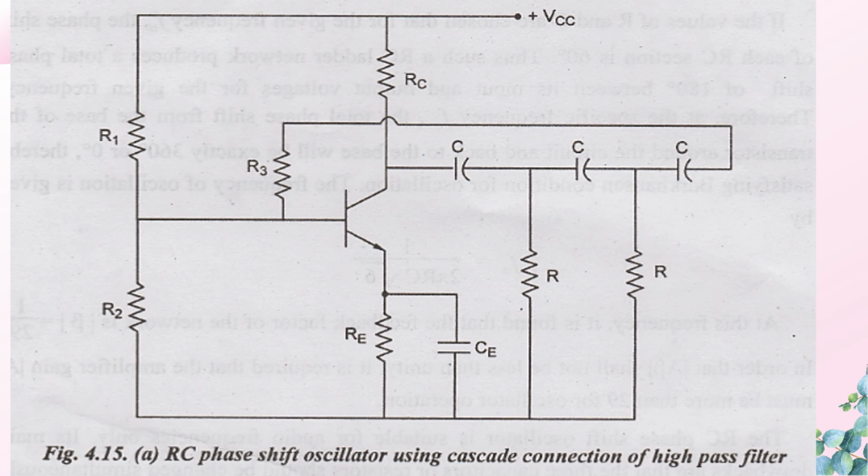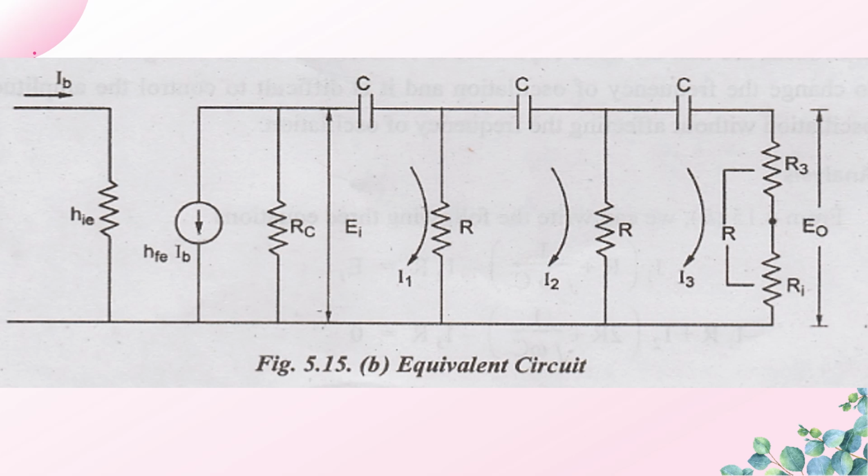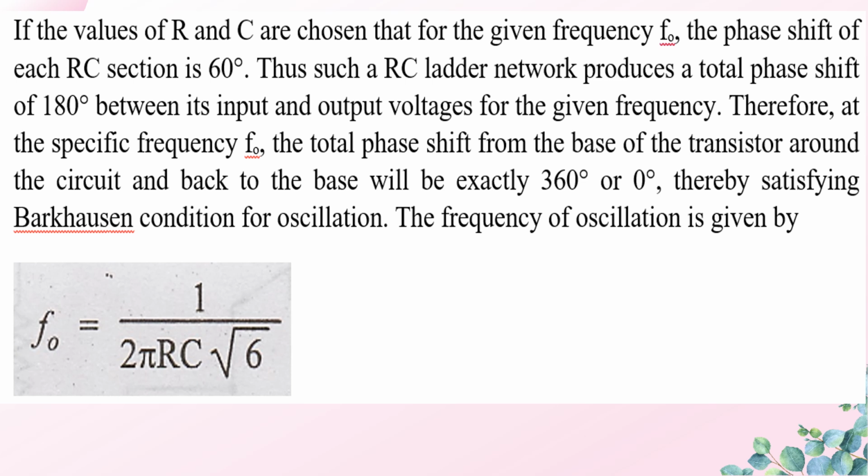This is the circuit diagram of RC phase shift oscillator, which is actually a voltage divider bias circuit in which, in the feedback loop, 3 RC sections are connected. This is the equivalent circuit of RC phase shift oscillator. When solving this circuit, we are getting F0 is equal to 1 by 2 pi RC into root 6.